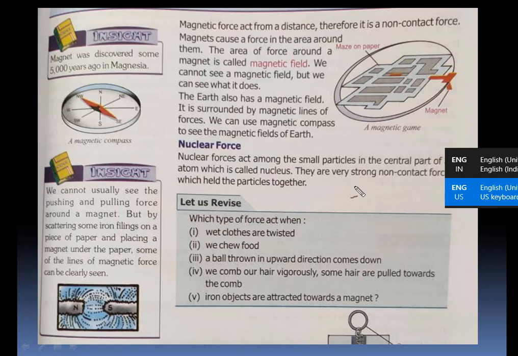So what is a magnetic field? Let us try to understand. A magnetic field is nothing but an area. Suppose this is a magnet. Within this region, if you bring a piece of iron or a nail, it is going to be attracted by the magnet. If you bring the same nail and keep it over here, then this nail is not going to be attracted by the magnet. So this area or region within which the magnet attracts the nail is called the magnetic field.